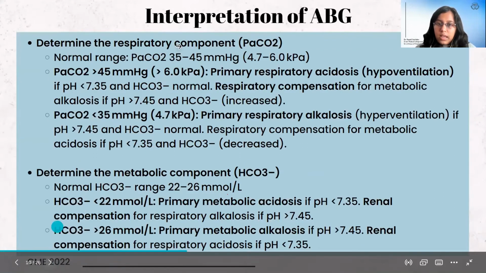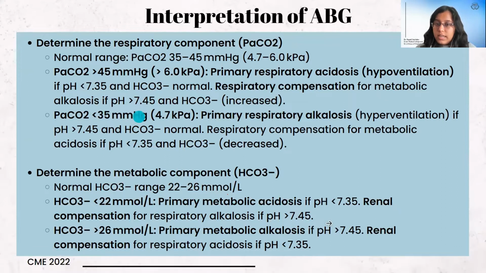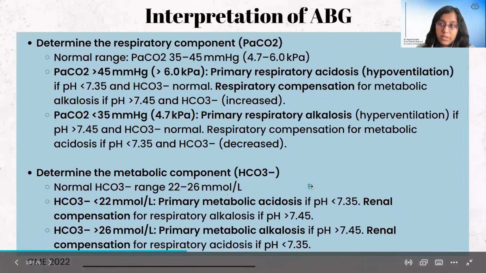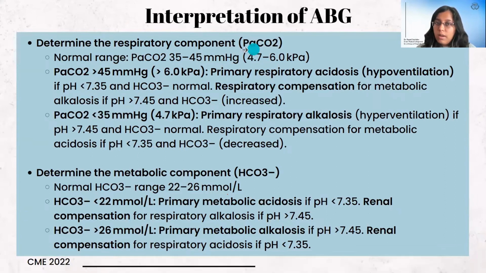Next. This is the most important slide of this session. If you can understand this one slide, you have understood ABGs. Now, once you've determined the pH, you check your respiratory component, that is your PaCO2. Your PaCO2 should be normally between 35 and 45, that is 4.7 to 6 kilopascals. If it is above 45 or above 6 kilopascal, that means you have primary respiratory acidosis, right?